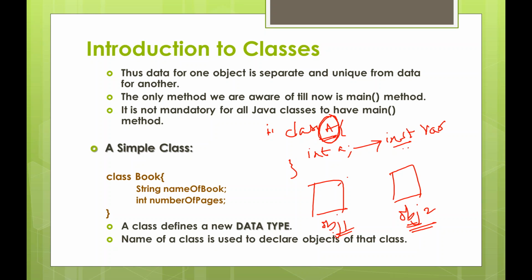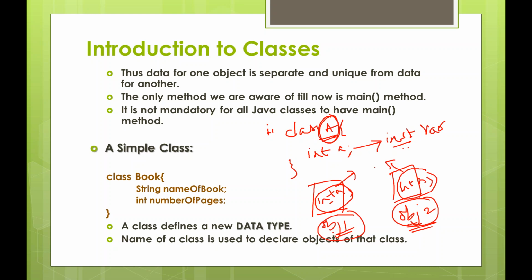Okay, so this is one object, this is another object. These two are different objects. Object 1 and object 2. This object will have its own copy of int A. This object will have its own copy of int A. This object will have its own copy of the instance variable. This object will have its own copy of the instance variable.